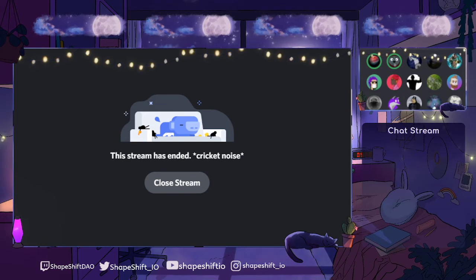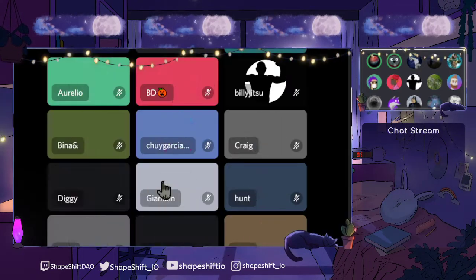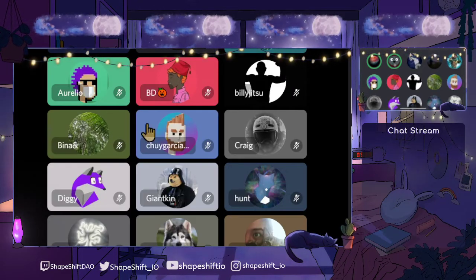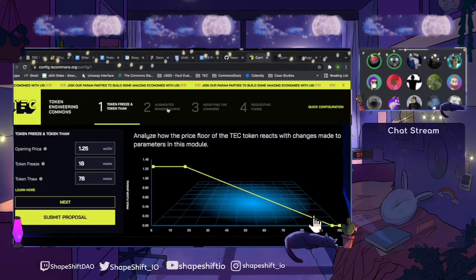And so that's kind of what this vesting module does for us right now. So the token thaw is really long, the token freeze a little bit shorter. So you have quicker access, but a longer term to get the full unlock.